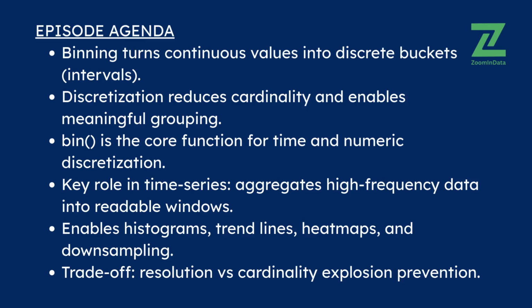Binning turns continuous values into discrete buckets or intervals. Discretization reduces cardinality and enables meaningful grouping. Bin is the core function for time and numeric discretization. Its key role in time series is aggregating high-frequency data into readable windows. It enables histograms, trend lines, heat maps, and downsampling. The trade-off is resolution versus cardinality explosion prevention. Let's dive into why this matters so much.